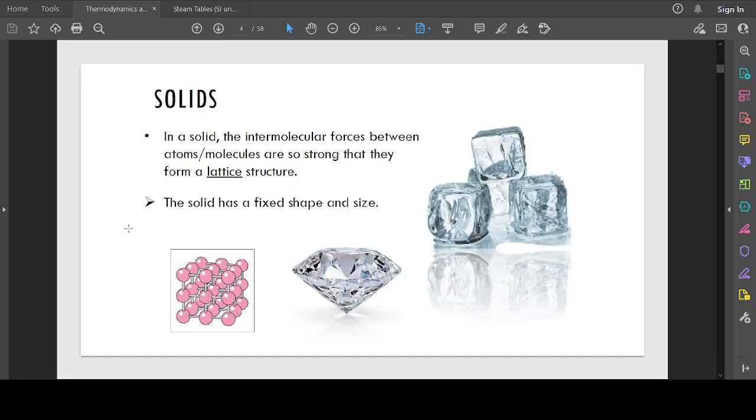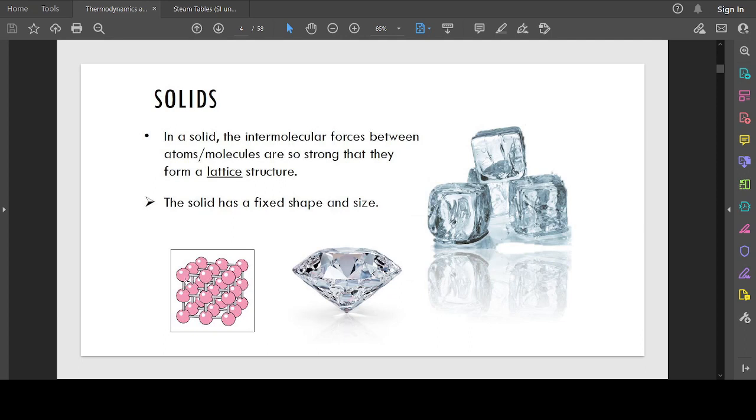So starting from the first one, the solid. What are the characteristics of a solid? Solids have a fixed shape and size, and this is due to the intermolecular forces holding the atoms and the molecules of the solid. These intermolecular forces are very strong, and because of the strong bond between them, they have this rigid form. Now the molecules themselves vibrate, but they are only vibrating around their equilibrium position.